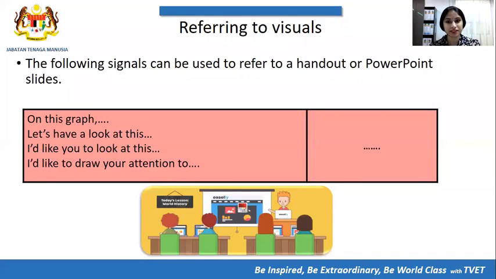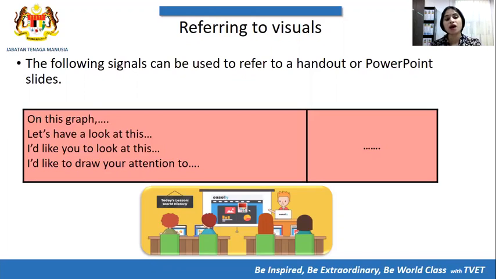We look at referring to visuals, signal phrases. All right, visuals. What is visuals? For example, pictures, diagrams, or charts, for instance, a bar chart, pie chart, or flow chart. Or you want to show slides. When you want to show those visuals in your presentation, you have to use these referring to visual signal phrases, which are listed below here.